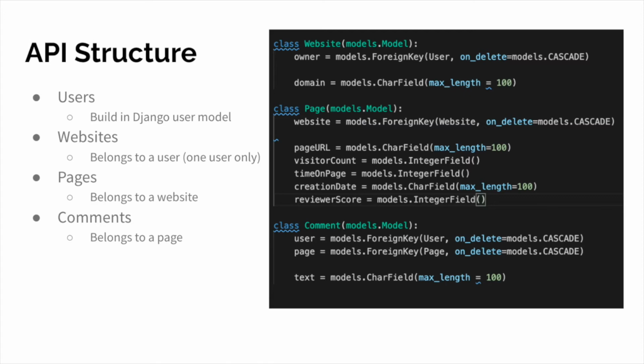For users, Django already has a great model built in, so we just used that. For websites, as you can see, we built this model which has an owner, which is a user, and a domain. Similarly, a page has a website, and then it has all these fields that hold its statistics, like the page URL, visitor count, time on page, creation date, and reviewer score. And then each comment also has a user and a page, and it has some text that the comment holds.